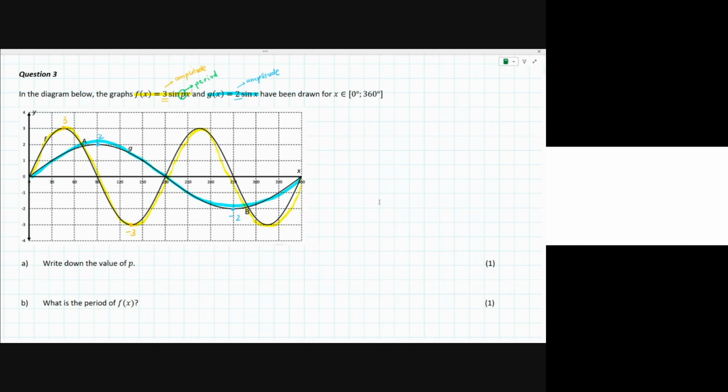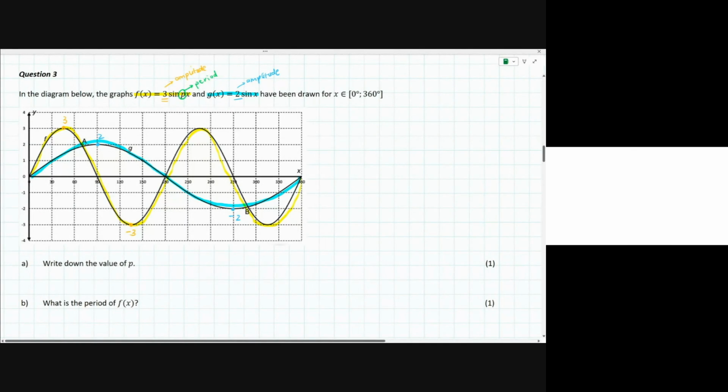So firstly, the blue graph. That's a normal sine graph with no period change. You can see it completes one cycle in 360 degrees. If we now look at our yellow graph, though, here's one complete cycle, and from 180, it now repeats its shape again. So I know I've got 2 cycles over 360 degrees.